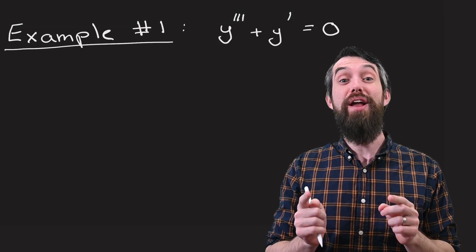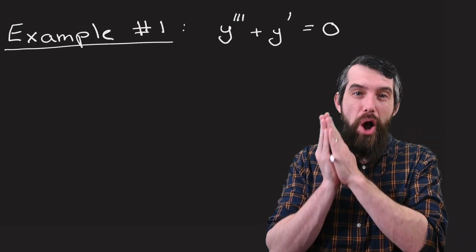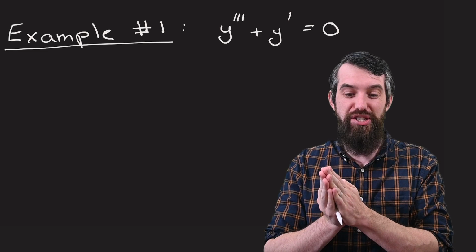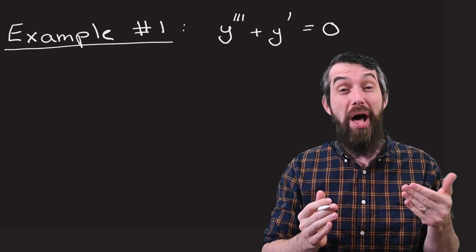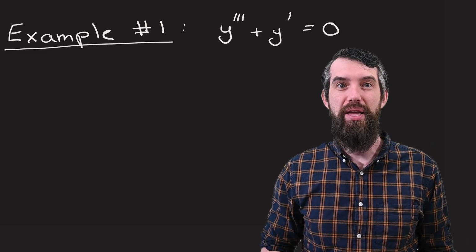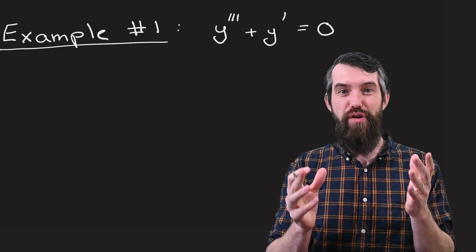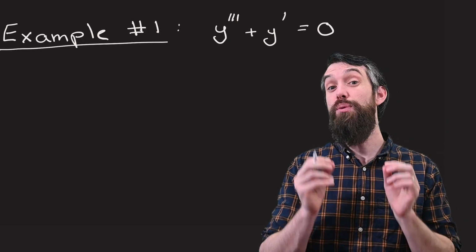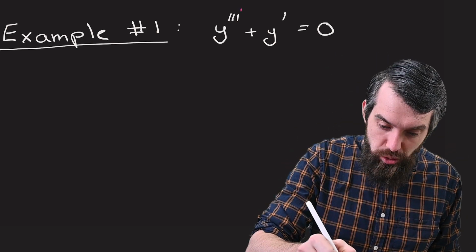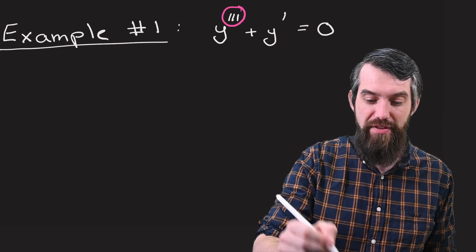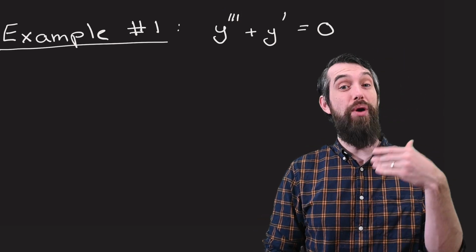In this video, we're going to learn how to solve higher order constant coefficient differential equations like this one, y triple prime plus y prime is equal to 0. So what do all those words mean? First of all, what type of object are we studying? I said it was higher order, and that's because of this y triple prime that I have here. The order of this differential equation is 3.